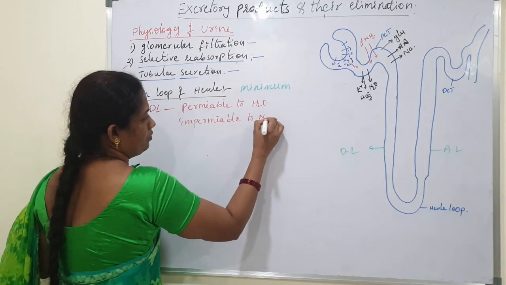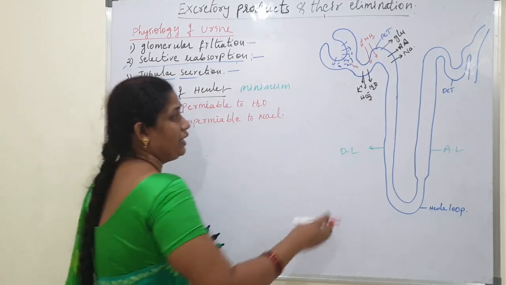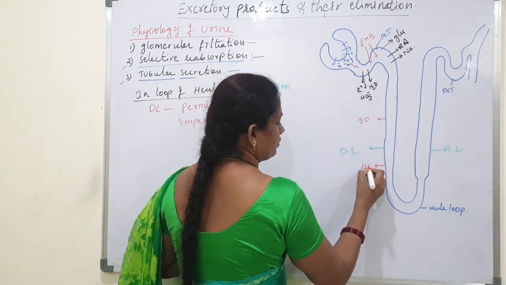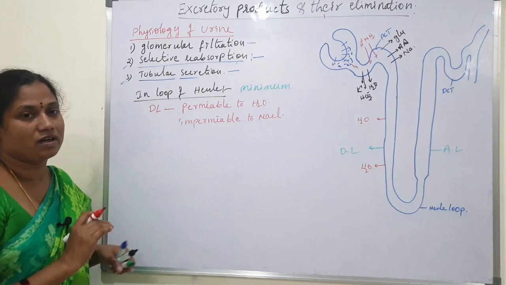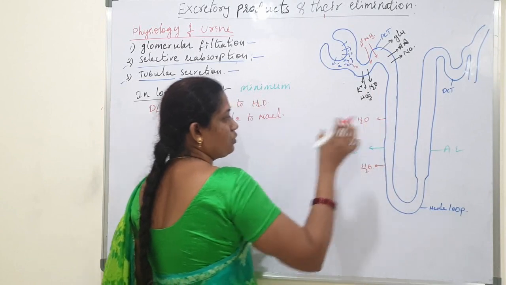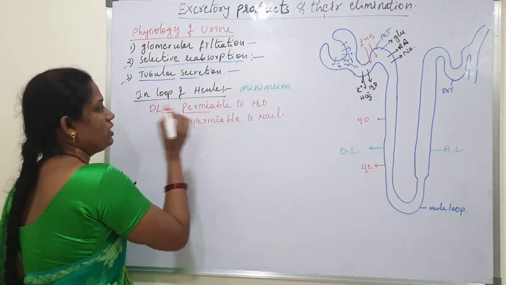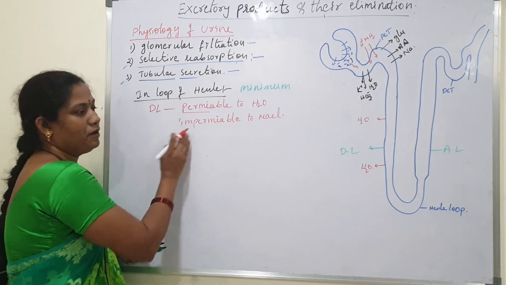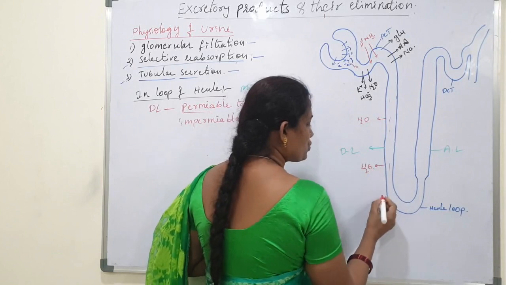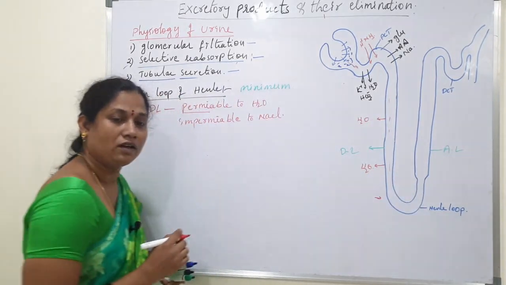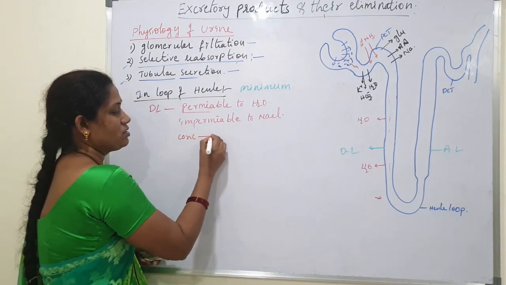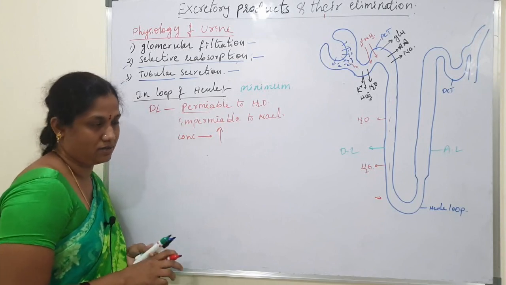It is impermeable to sodium chloride, which means it allows only water to be absorbed. Other salts and components are not absorbed here. The inner lining allows only the absorption of water, so it is permeable to water and impermeable to salts. That's why, as the filtrate moves towards the tip of the loop of Henle, the concentration slowly increases.